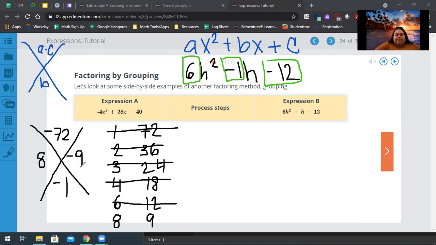Let's try with 9. 8 times -9 is -72. 8 minus 9 is -1. So this is very different from how I'm going to use it for expression A. But I am going to rewrite this. So I'm going to use this 8 and negative 9 and replace your b here.